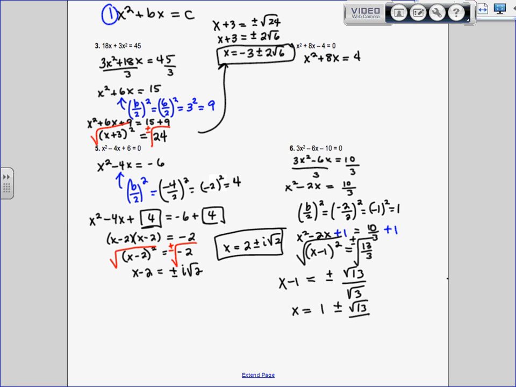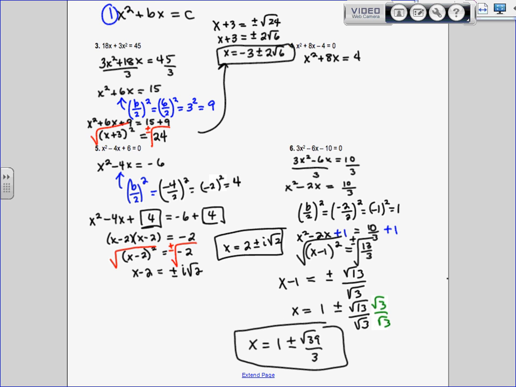But I don't want the square root of 13 over the square root of 3. What do I need to do to that? Okay, I can't have square roots in the denominator, so I need to multiply by what? Square root of 3 on top and bottom. So I'm going to multiply by square root of 3 over square root of 3. So I get x equals 1 plus or minus the square root of 39 all over 3. Okay, and you can leave your answer like that.